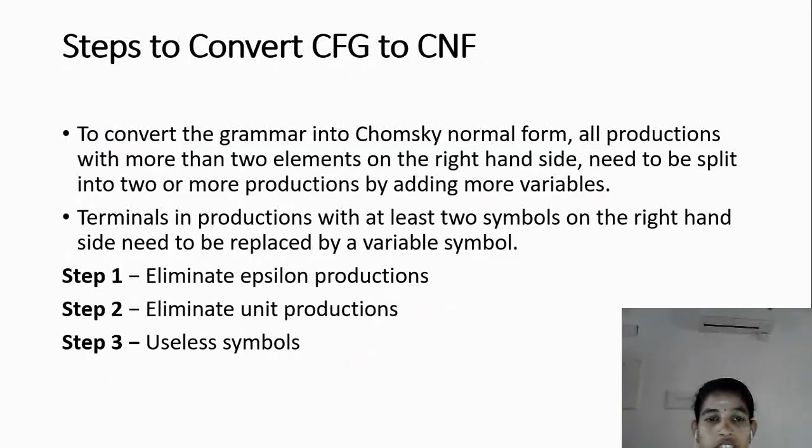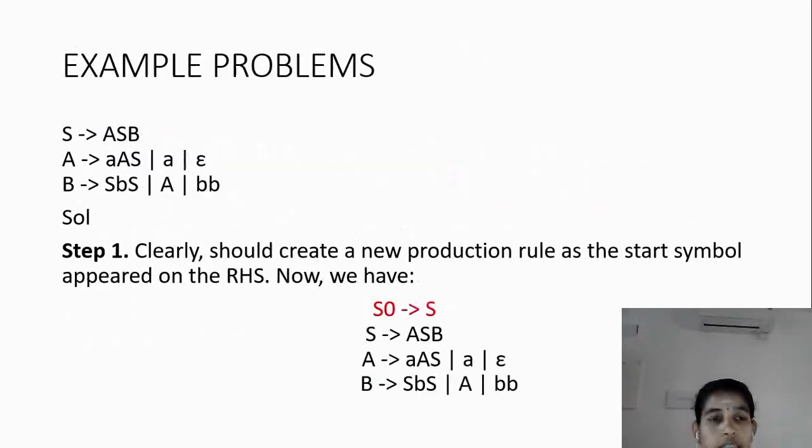Unit production is nothing but it makes a looping, so you break the looping concept. Eliminate the unit productions. Then remove the useless symbols. These are the 3 steps. So never change, just follow this order: eliminate the epsilon productions, eliminate the unit productions, and remove the useless symbols.